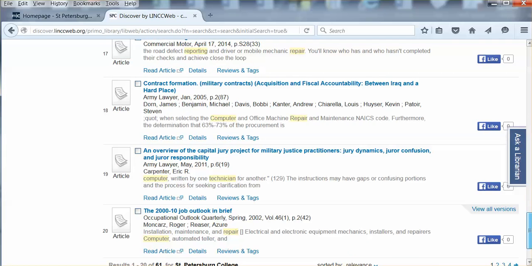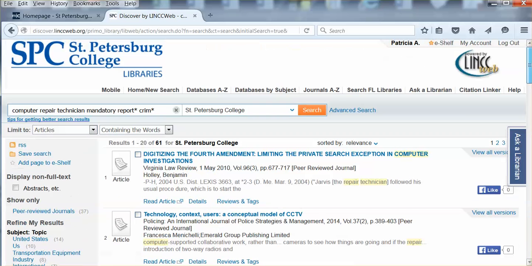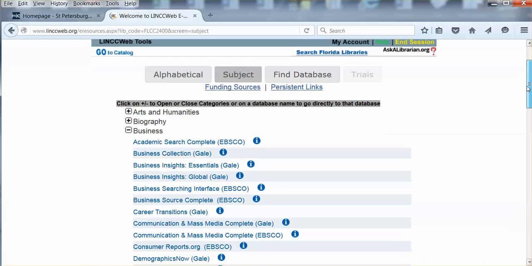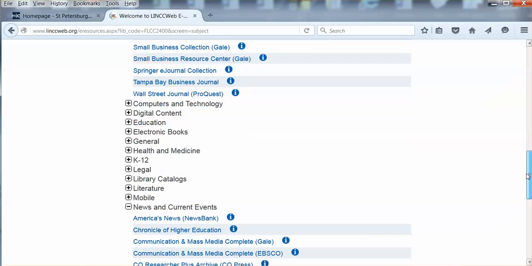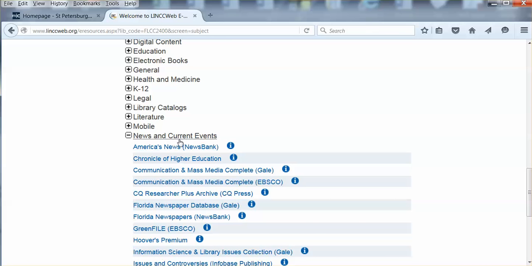So if I don't have a lot of luck on this main search engine, I can go to specific databases. In my next tutorial, I'll talk about using the newspaper databases, which report on this kind of issue a lot. They are under the news category under databases by subject. So I'll cover that in my next tutorial.